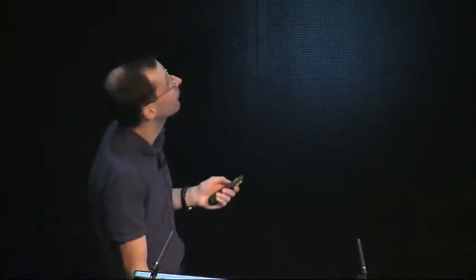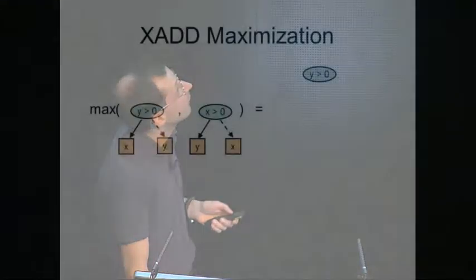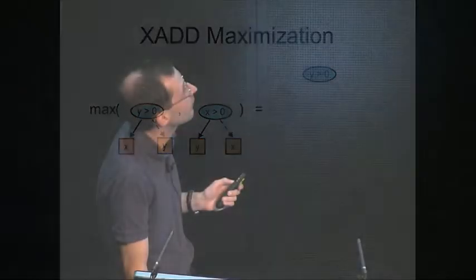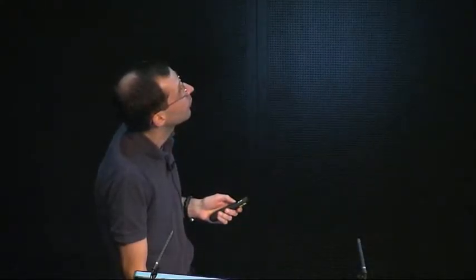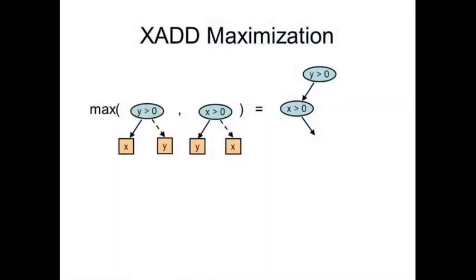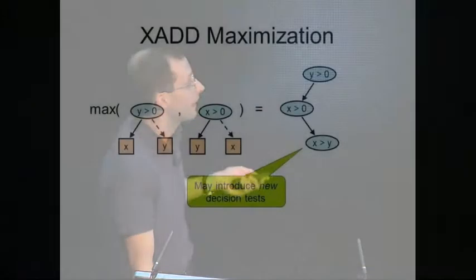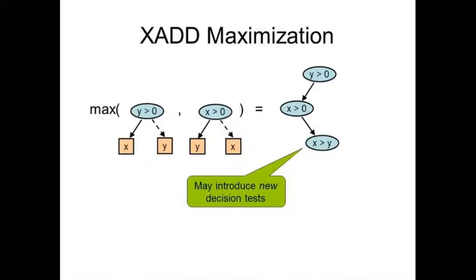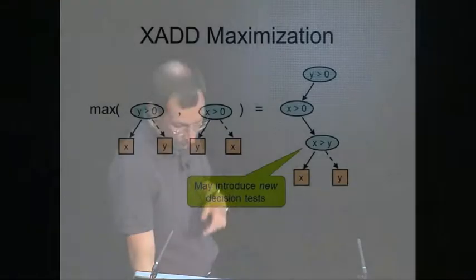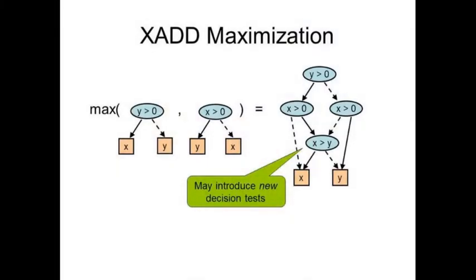So imagine I wanted to do a max of these two functions as XADDs. I start with the earliest decision, which arbitrarily is going to be this one, y greater than 0. I branch true there. The next decision is x greater than 0. Branch true there. What's the max of x and the max of y? I don't know, so I've got to introduce a new inequality. This points out that unlike the BDD and ADD, when you do operations on XADDs, you might actually introduce new decisions. This can happen, but that's fine. You can complete the result here. This is the same max I showed earlier, but I want to point out that as an XADD, it maintains more structure than it would if you had a case statement.